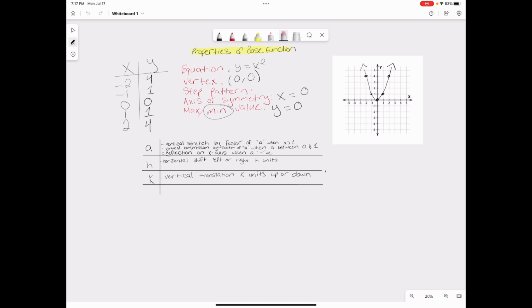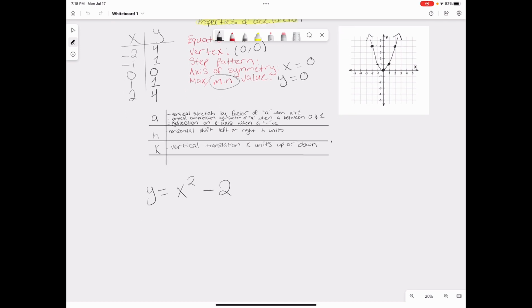Now, whenever our h value is any number, that means it has been horizontally shifted or horizontally translated. So if we have a question like y equals (x - 2) squared, again, we have to go according to the number that's in the equation. So this would mean that this parabola has shifted 2 to the left.